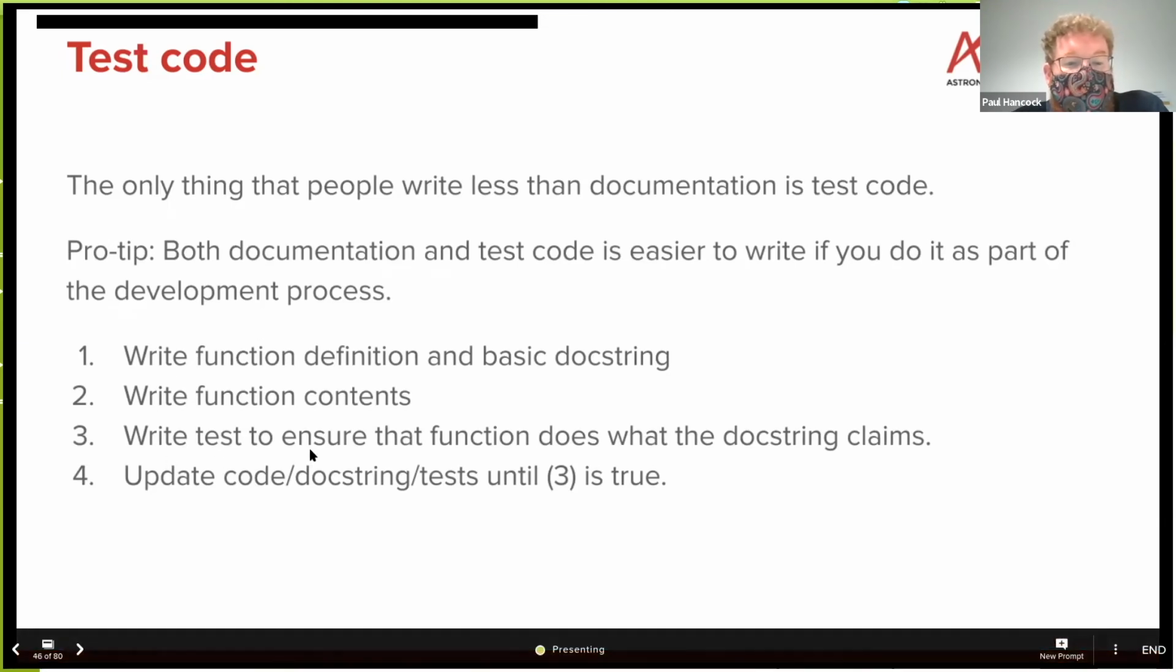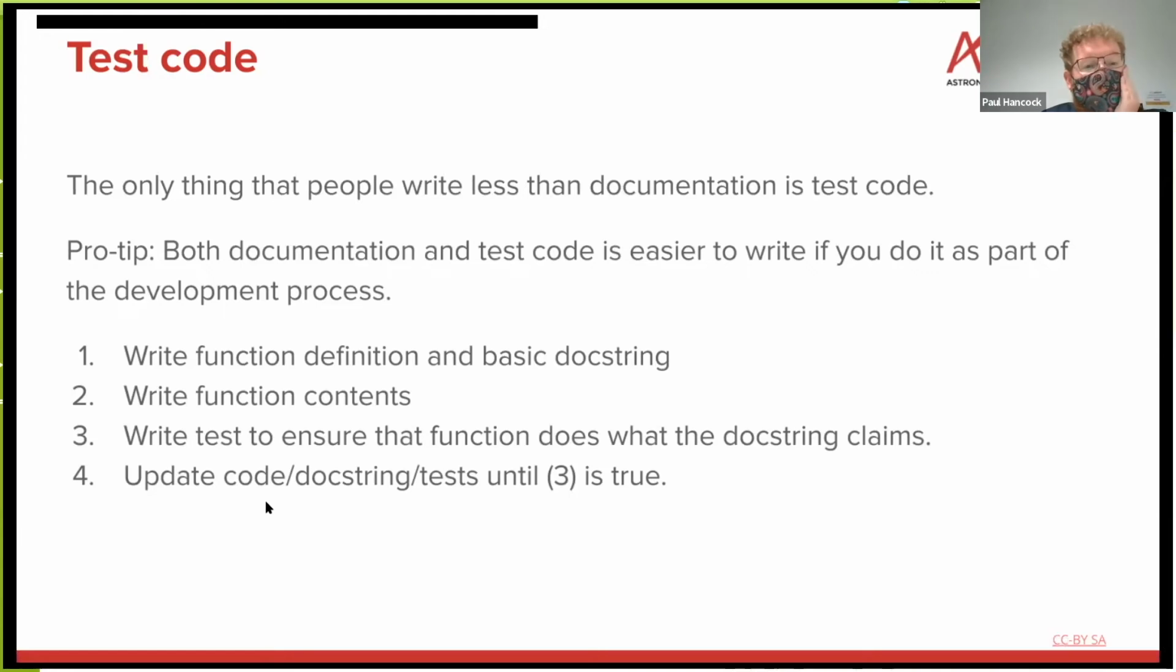And then write a test that convinces you that the function does what your documentation says that it should do. And then you should update all three, so the code, the documentation, and the tests, until they all agree, okay? Sometimes somebody sends me a bug report and says, the documentation says the code should do X, but it doesn't. It's a little bit cheeky, but sometimes I just change the documentation and say, yeah, I never intended it to do that. So I'm going to change the documentation, and now all three things agree.